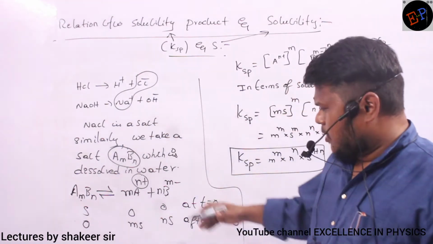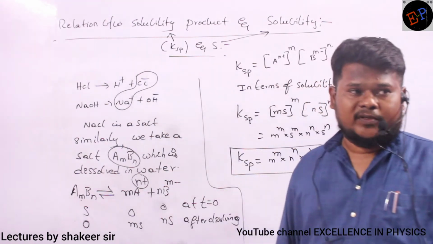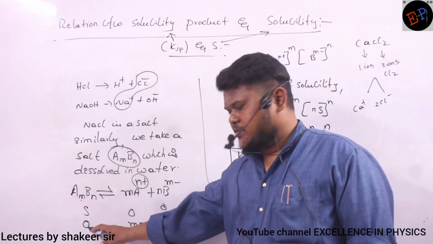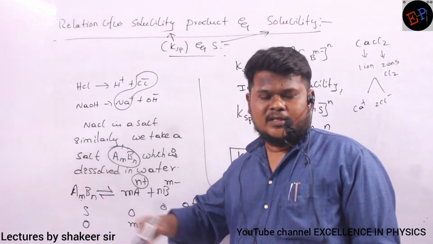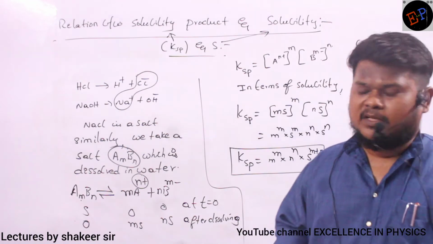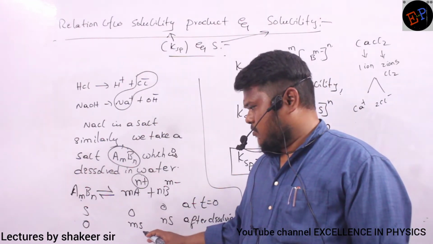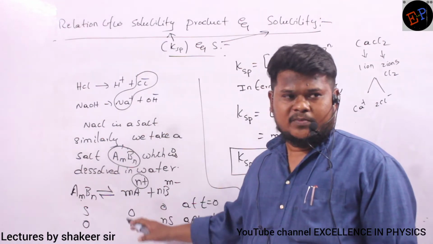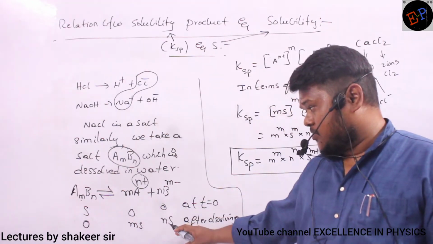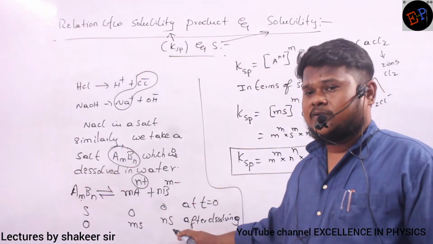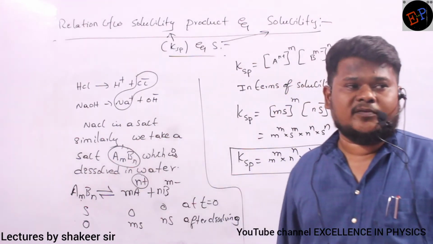Now after the salt has completely dissolved, there is no salt present, no? Individually, salt is not present. It is separated into ions. So how many ions of A will be formed? M into S. Clear, no? Because M ions were present. Similarly, how many ions of B will form? N into S, where S you can call the solubility of this salt.